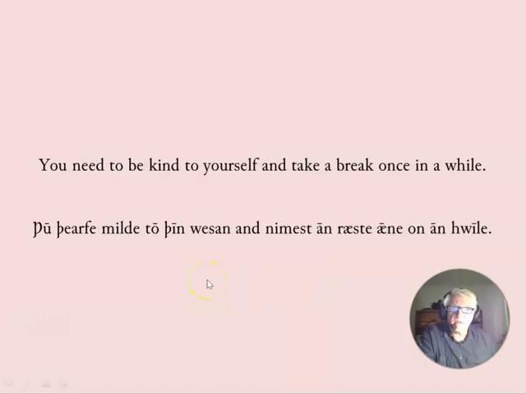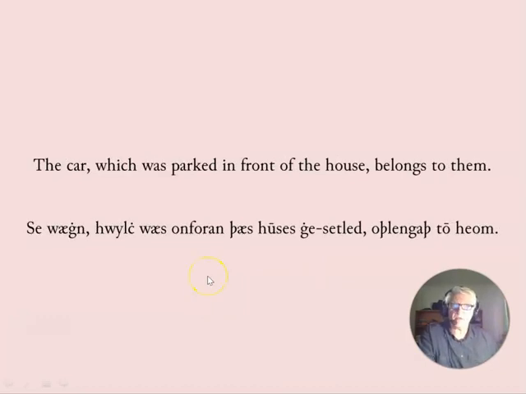Okay, did I do that one? I did, yes. The car which was parked in front of the house belongs to them.